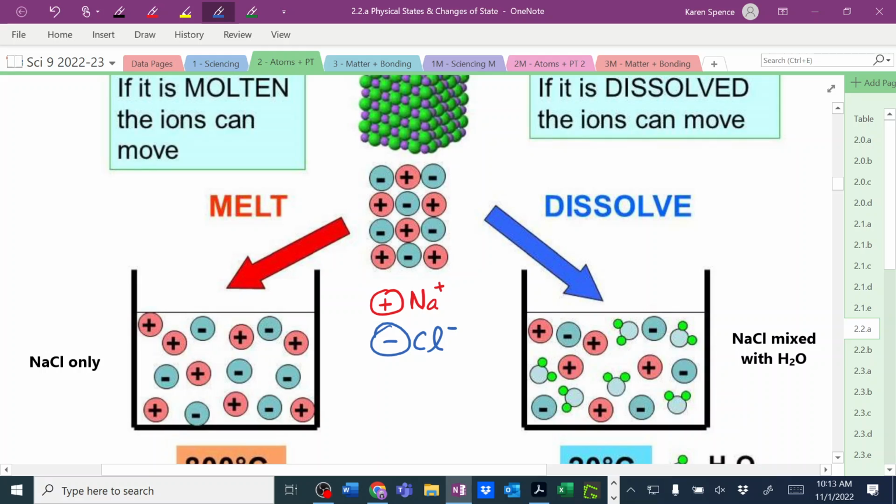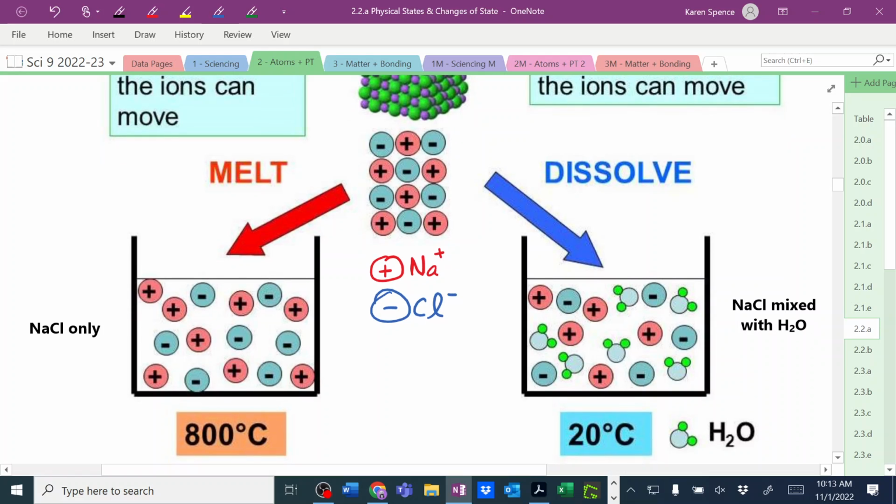But what's the difference between that and when we dissolve it? What do you notice over in the dissolved one? What else do we have? We have water. We've got all these little water molecules. In fact, if you could really look at it, there would be thousands of times more water molecules than ions, but it's really hard to draw that. So this one is a mixture.